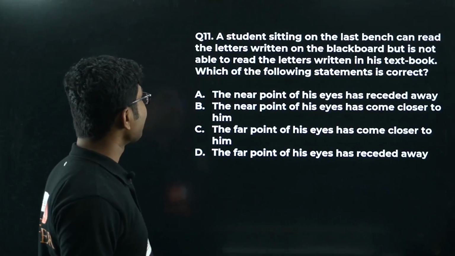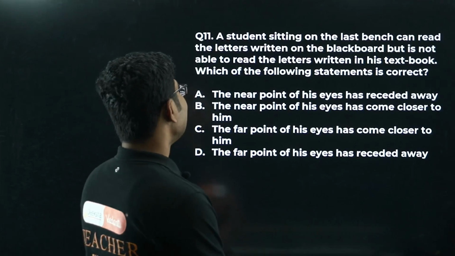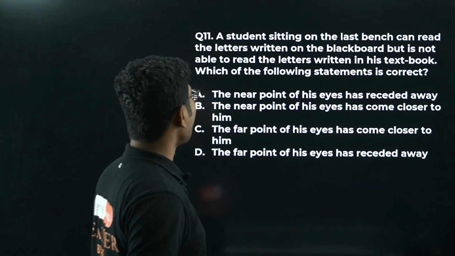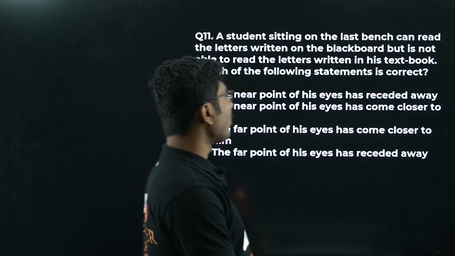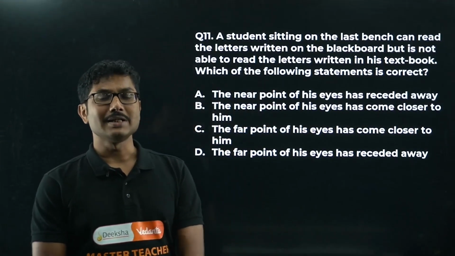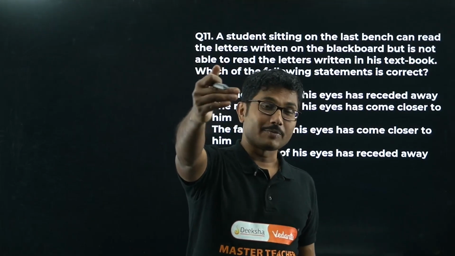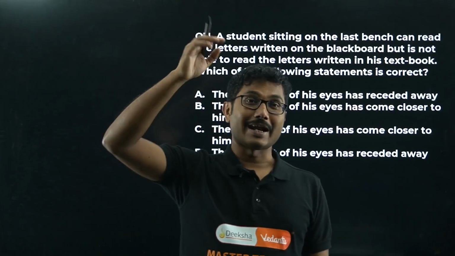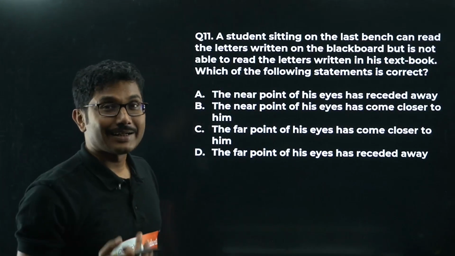Right? Now next question: a student sitting on the last bench can read the letters written on the blackboard but is not able to read the letters written in the textbook. Which of the following statements is correct? So that means he can see the distant object clearly, so nearsightedness is not it, but he cannot see closer objects correctly, so farsightedness is the problem.